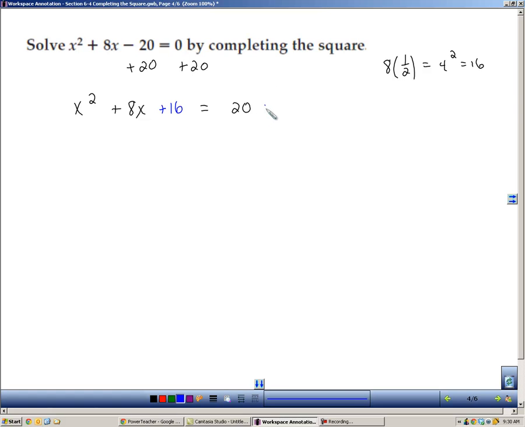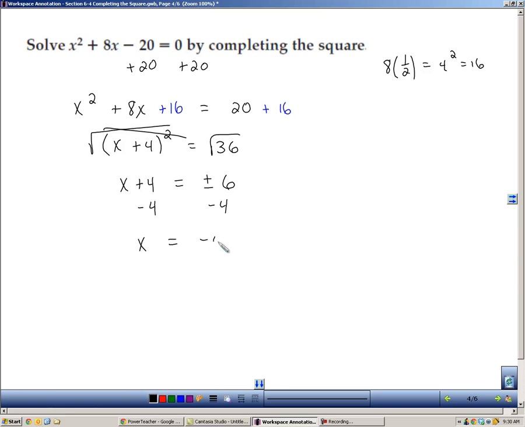So when I add 16 to the left side, I also have to add 16 to the right side to keep it balanced. Now we have a perfect square trinomial that's created from (x + 4) squared, and on the right side we have 36. Now we can solve this using the square root property. Square root of both sides, so x + 4 equals plus or minus the square root of 36, which is just 6. Finishing up by subtracting 4 from both sides, so two solutions: -4 + 6 and -4 - 6. So it looks like -10 and 2.